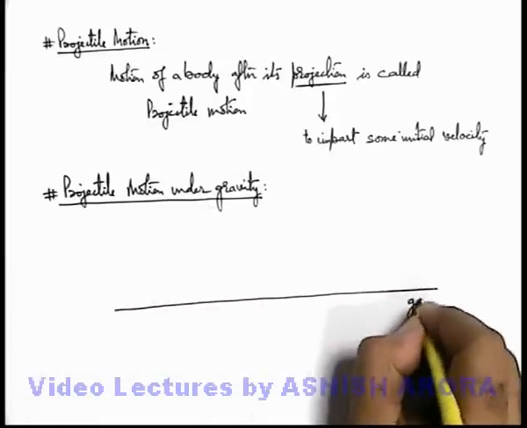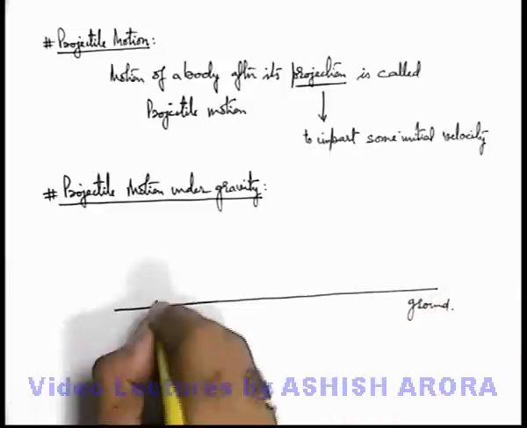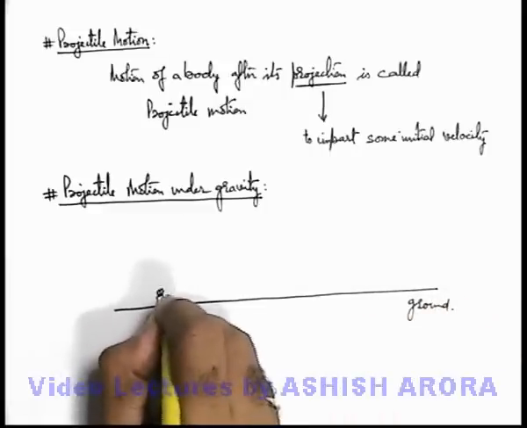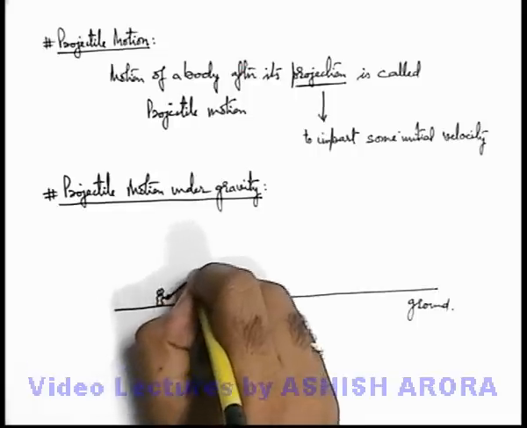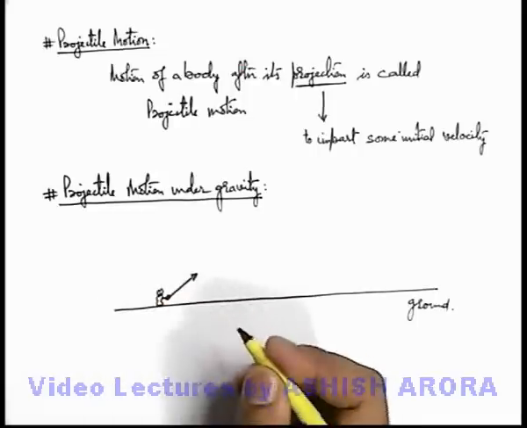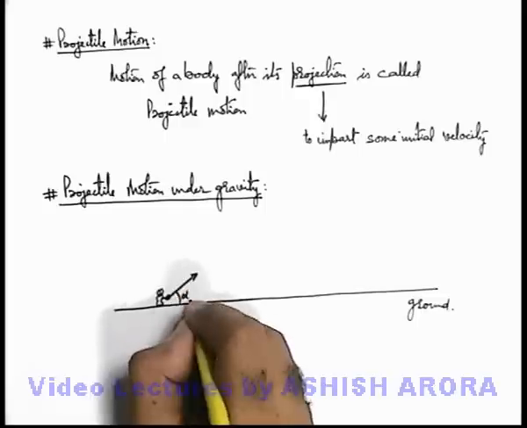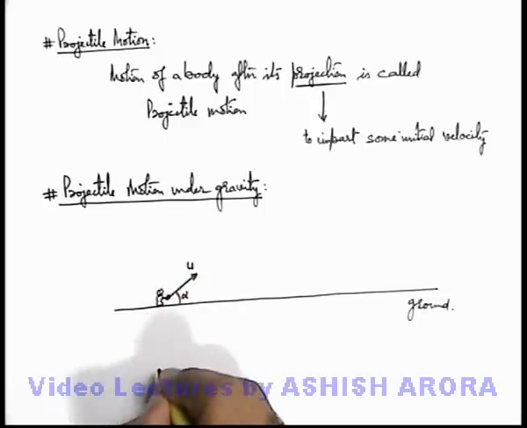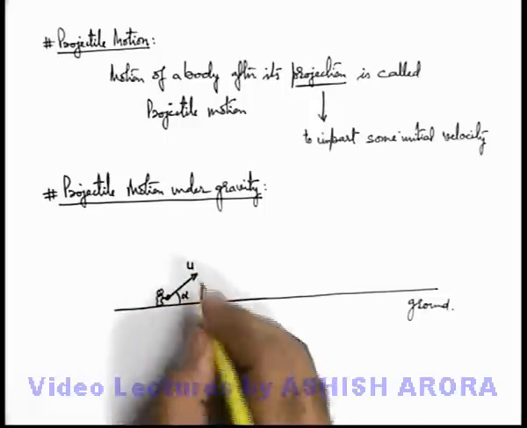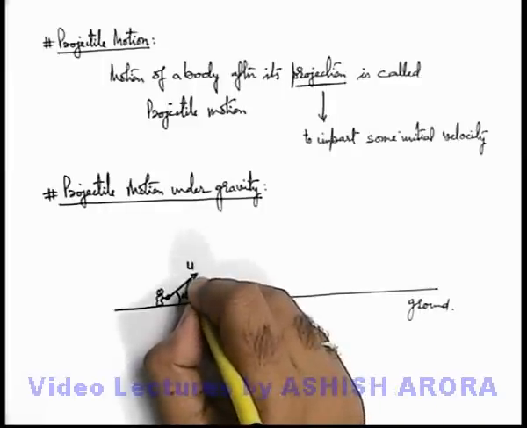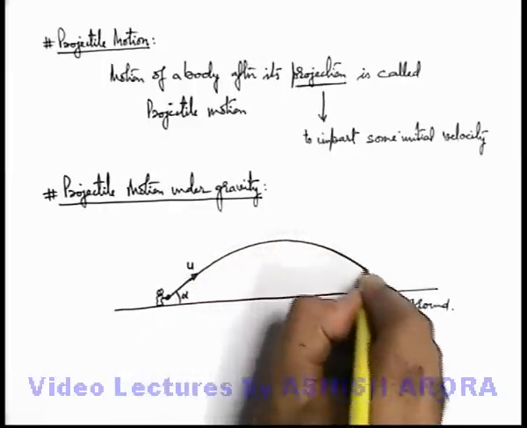Say on ground, there is a boy holding a particle. He just throws the particle, or say he is holding a ball or a stone. He throws the ball at an angle alpha from the ground with the initial speed u. We can analyze that this motion of particle will follow like this.